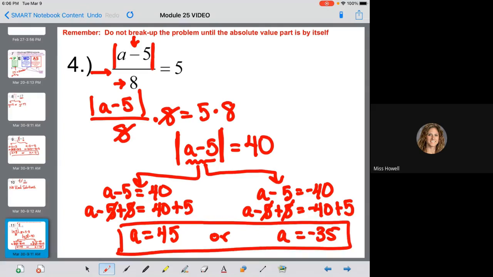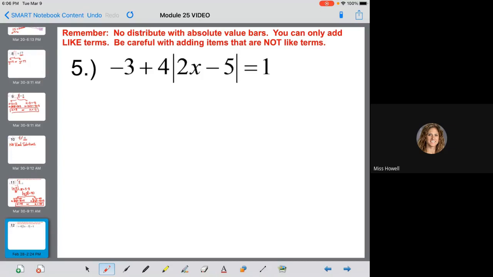Okay, let's try another, number 5. All right, definitely bigger and more complex here. And there's a lot going on. I have a negative 3 plus 4 times absolute value of 2x minus 5 equals 1. Now, think of this problem if it were a little bit simpler like this.